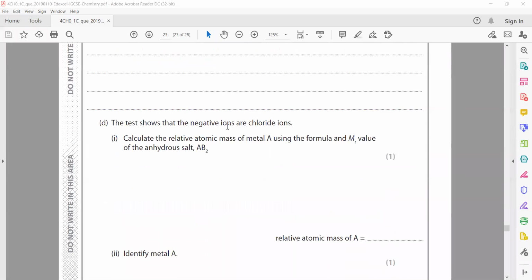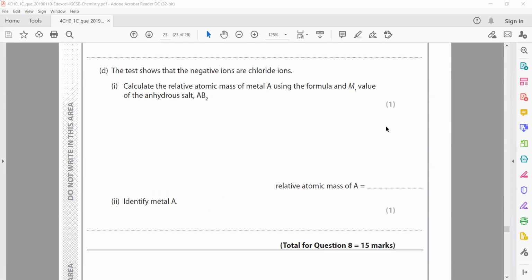Calculate the relative atomic mass of metal A using the formula of the anhydrous salt. So it is chloride ion, so this B is chloride. Chlorine is 35.5, multiplied by 2. The total mass is 208, which is the mass of AB2. If we subtract the mass of B2, which is 35.5 multiplied by 2, we get 137. And 137 means the element with atomic mass of 137, that is barium.